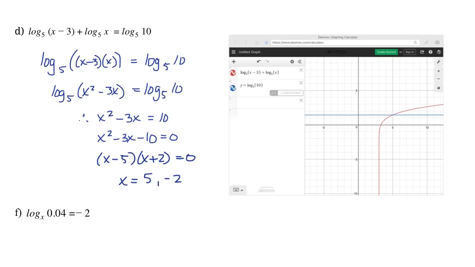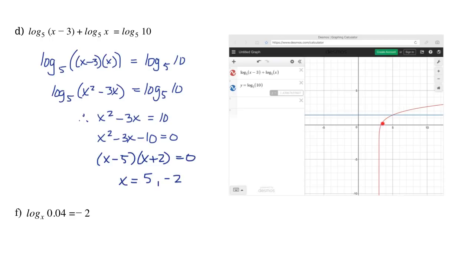Why is that? Well, remember, logs have a condition. Whatever is inside the log has to be greater than 0, right? We can't take the log of a negative number because nothing, if we raise to an exponent, is going to give us a negative number. Nothing with a positive base, at least, is going to give us a negative number.